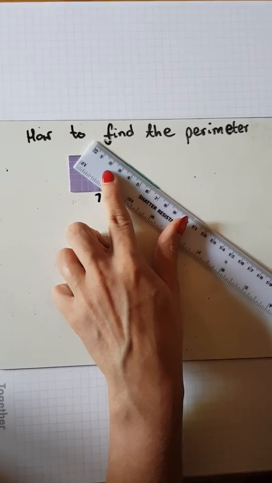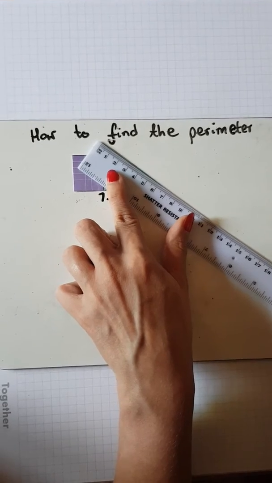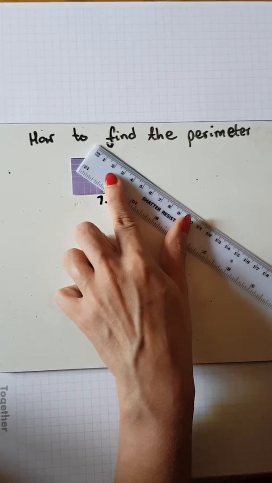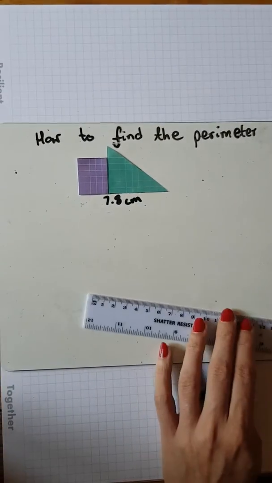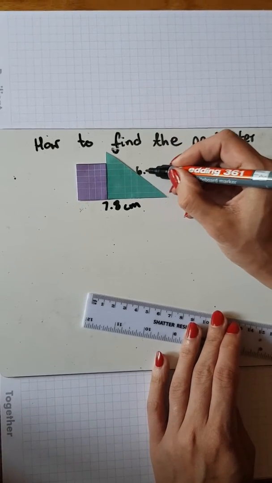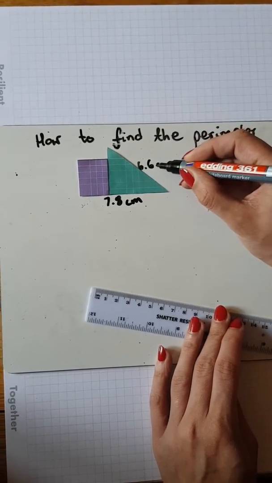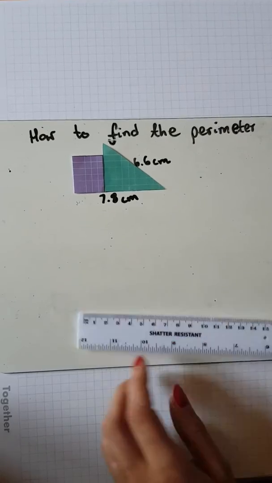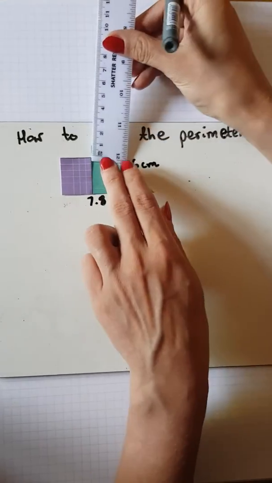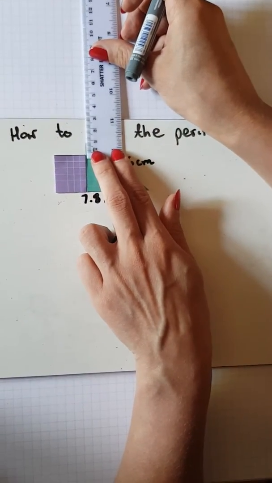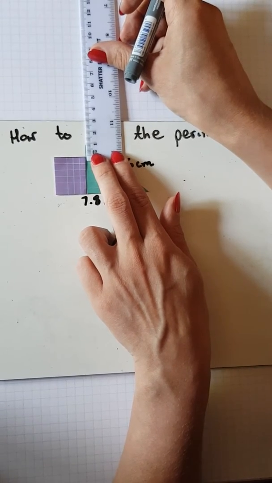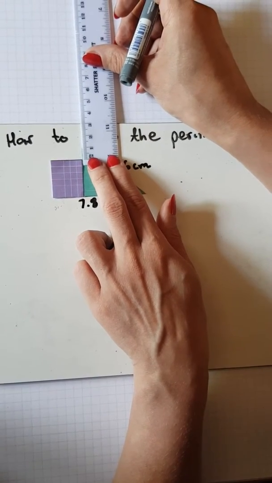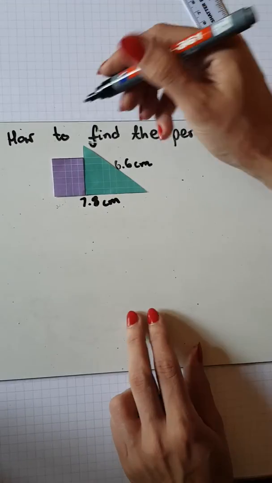I'm going to align the ruler again and measure the next side. That's 6.6 centimeters long. I'm going to label this side, 6.6 centimeters. Got this very short side here, and that is 1 centimeter long.